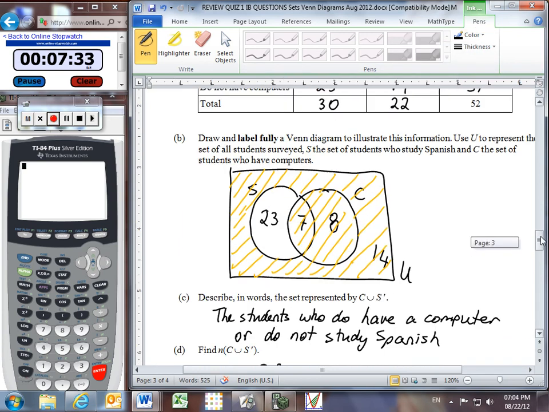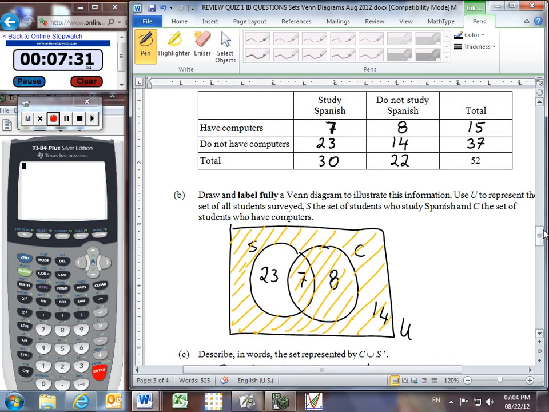Another way you could have argued this is by looking up in the original table. We can see that we've got 15 who have computers, and 22 who do not study Spanish. That appears to be a total of 37, but be careful, you counted this 8 twice. These 8 people, you counted them as having computers, and you also counted them as not studying Spanish. You don't want to count those same 8 people twice, so we can subtract the 8 that we counted twice, and 37 minus 8 gives you 29.